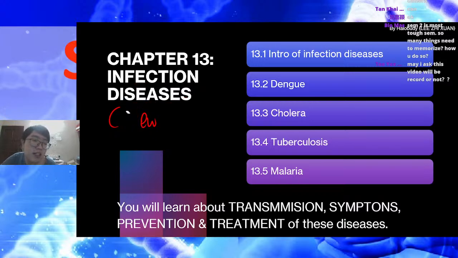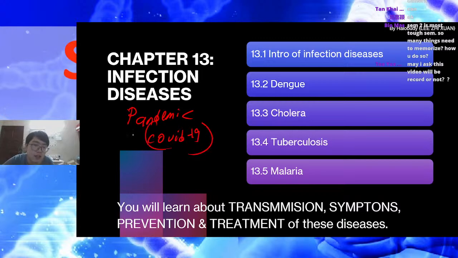So infection disease actually is the disease that can cause pandemic punya. So actually COVID-19 is one type of infection disease. COVID-19 actually is one type of example that can cause pandemic punya. But in STPM, you don't learn COVID-19 lah. You have to learn 4 types of disease: dengue, cholera, tuberculosis, and malaria. But first, mula-mula awak kena belajar intro lah.